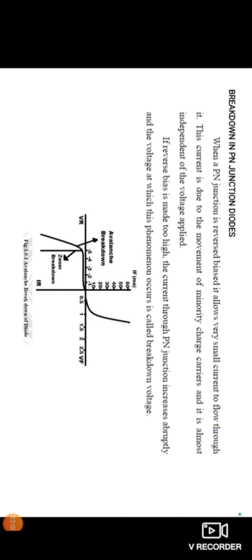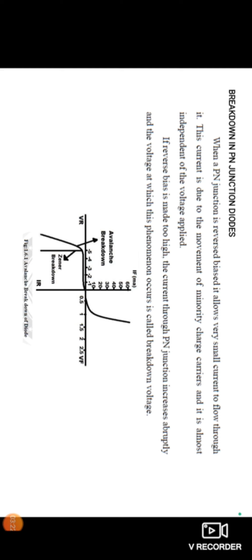Breakdown in the PN junction. When a PN junction is reverse biased, it allows a very small current to flow through it, and the current is due to the movement of the minority charge carriers. If the reverse bias is made too high, the current through the PN junction increases abruptly, and the voltage at which this phenomenon occurs is called the breakdown voltage.